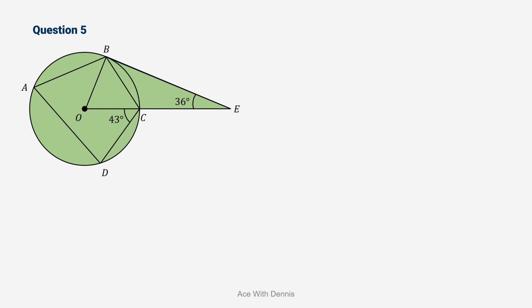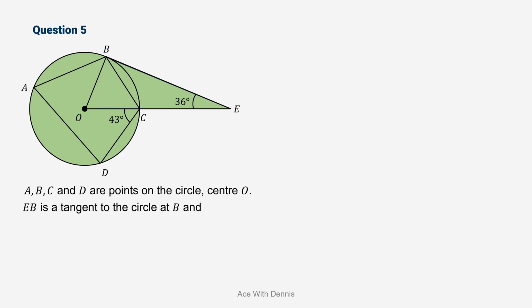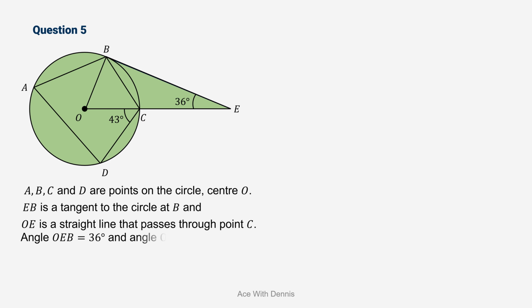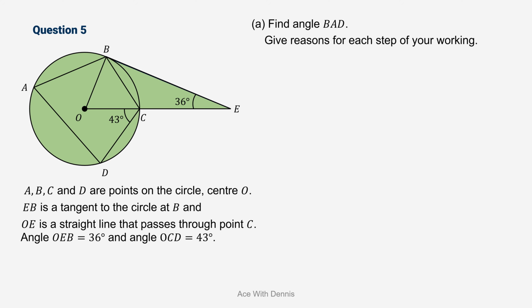Question 5. Given this diagram, A, B, C, and D are points on the circle centered O. EB is a tangent to the circle at B and OE is a straight line that passes through point C. Angle OEB equals 36 degrees and angle OCD equals 43 degrees. A. Find angle BAD. Give reasons for each step of your working. 4 marks. So this is the angle BAD that we need to find.